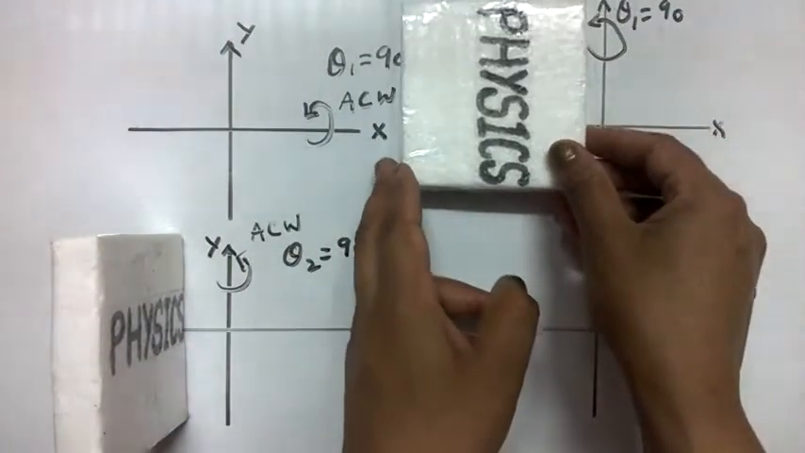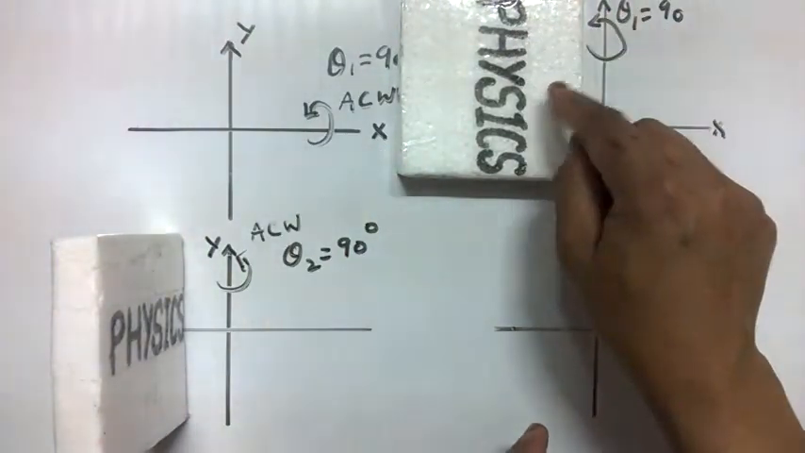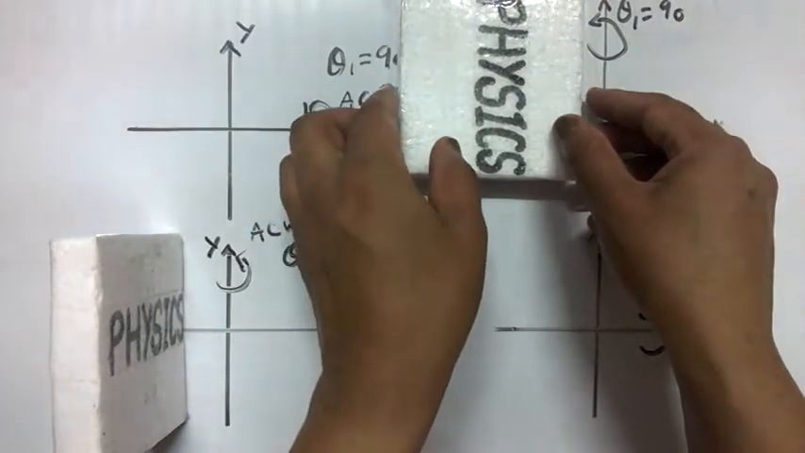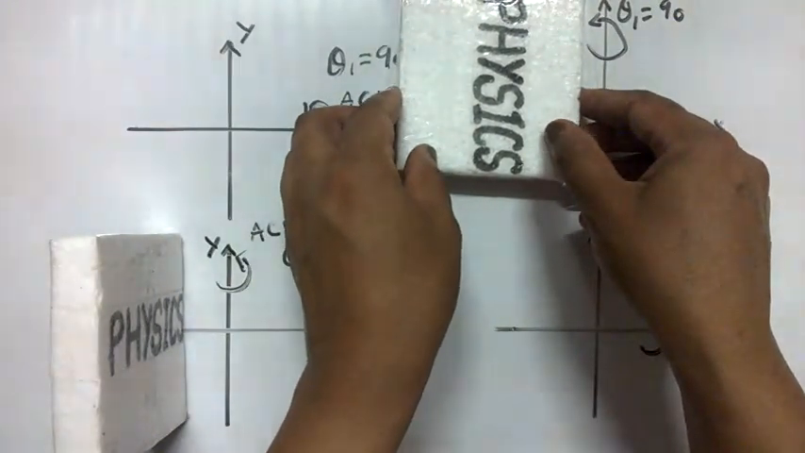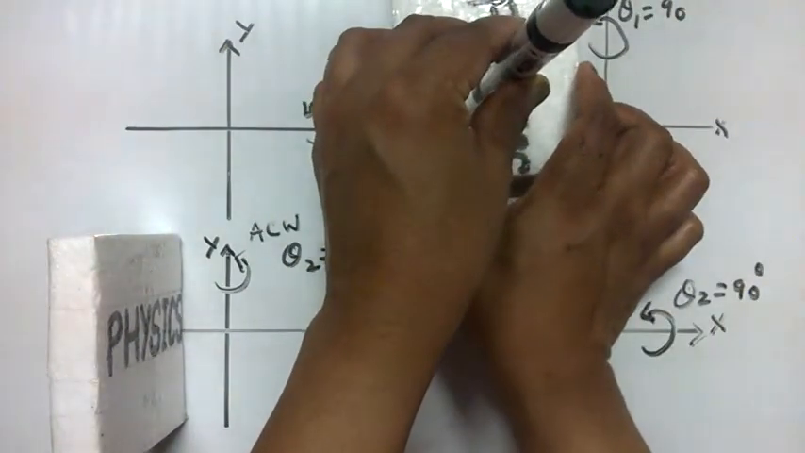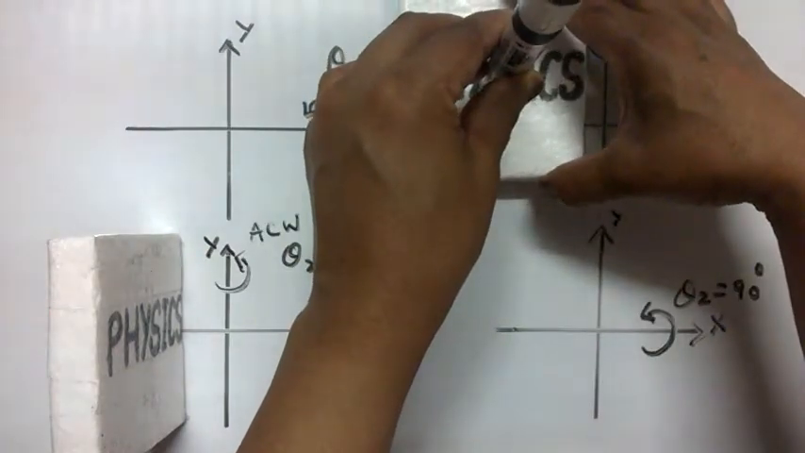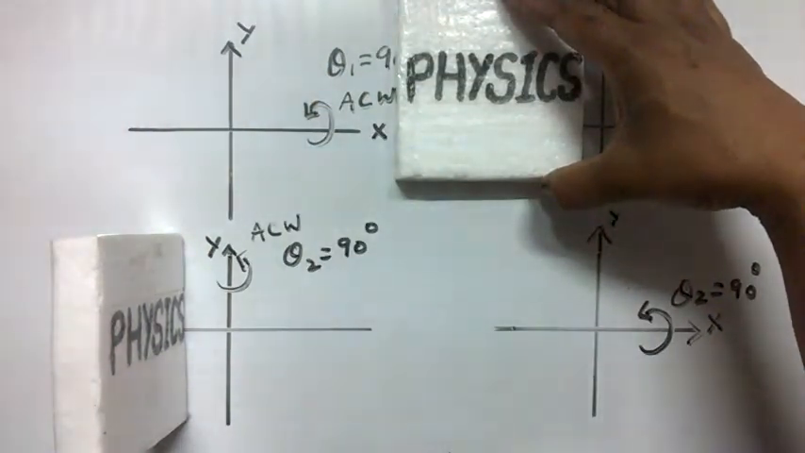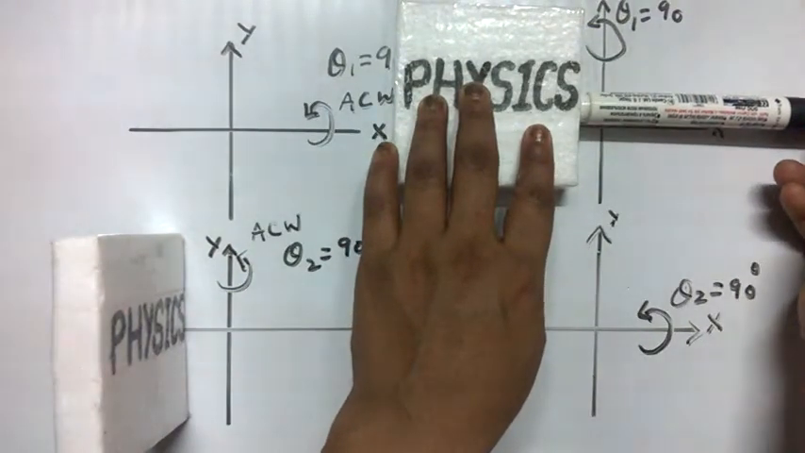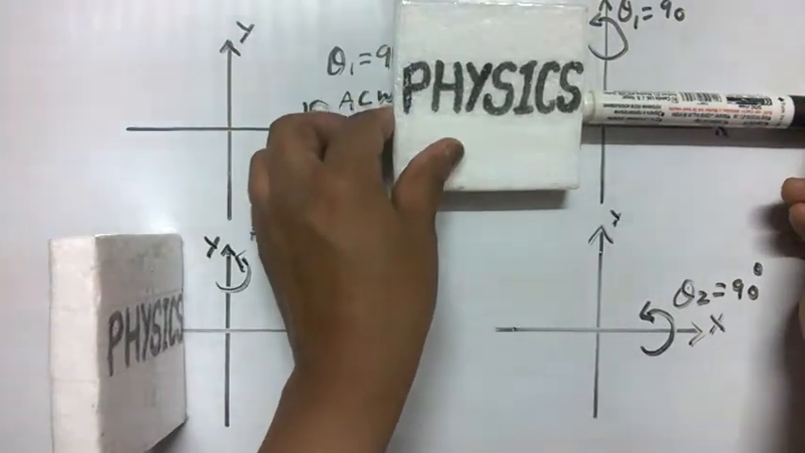Let initially the book be placed in this manner, and we have to rotate it along the y-axis first by 90 degrees in the anti-clockwise direction. This is the y-axis. So we are rotating it along the y-axis in the anti-clockwise direction by 90 degrees. So this is the position. After that we have to rotate it again by 90 degrees along the x-axis. That is, it is in this way.